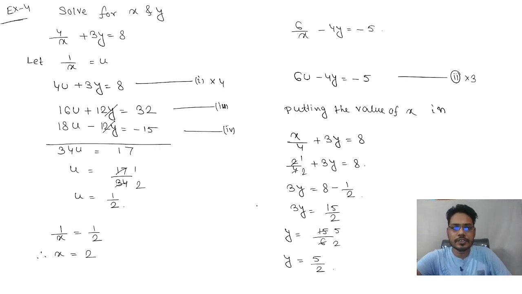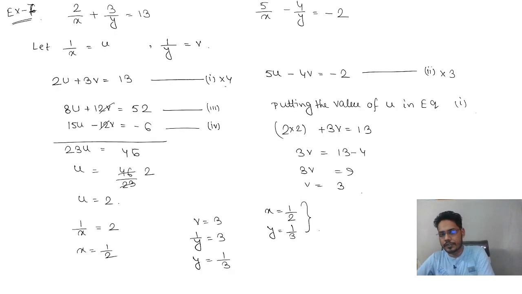Now if this kind of thing is there, that is 4 by x plus 3y is equal to 8, first you have to assume that 1 by x is equal to u. Then the equations will be 4u plus 3y is 8, and 6u minus 4y is minus 5. You first find the value of u is 1 by 2, then find the value of x, and putting the value of x in either equation 1 or 2, you will get the value of y easily.